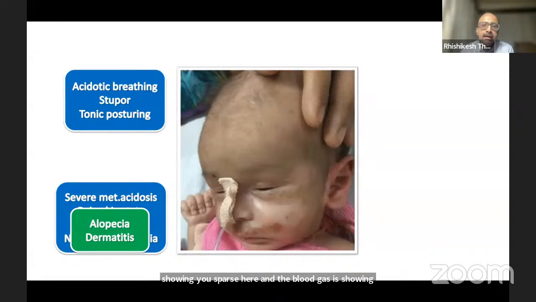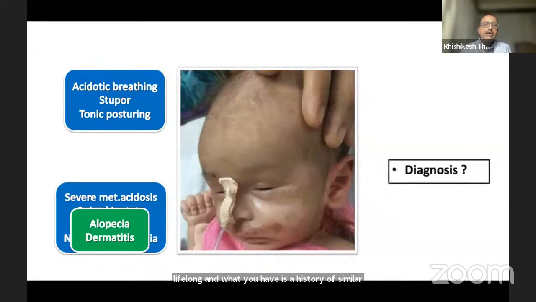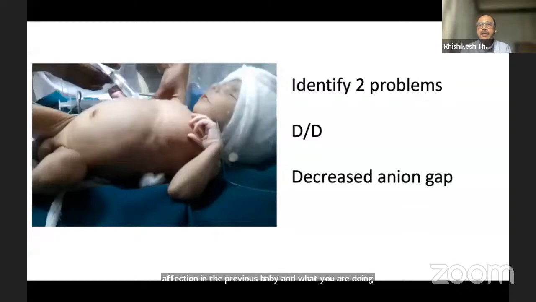You are looking at a particular disorder which has a therapeutic value, and if you give this treatment, this baby will survive lifelong. And what you have is a history of similar affection in the previous baby, and what you are dealing with here is a biotin deficiency.